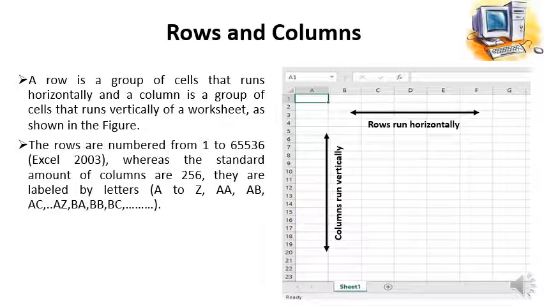The rows are numbered from 1 to 65,536, that is according to Excel 2003, whereas the standard number of columns is 256. That is also true only for the older versions. They are labeled by letters capital A to capital Z, and then double A, AB, up to AZ, and then from BA to BZ, etc. The 256th column is IV, that is capital I and capital V.